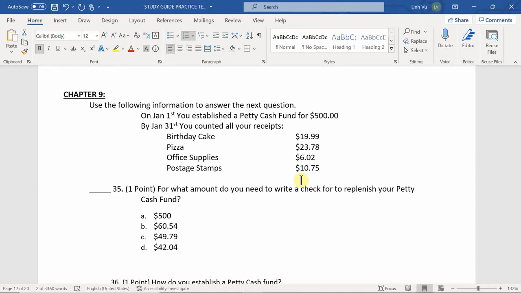You had a birthday cake for $19.99. You had a pizza for $23.78. You bought office supplies for $6.02. And lastly, you bought postage stamps for $10.75.